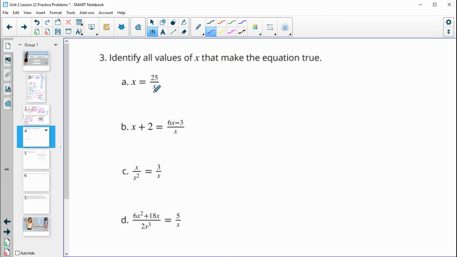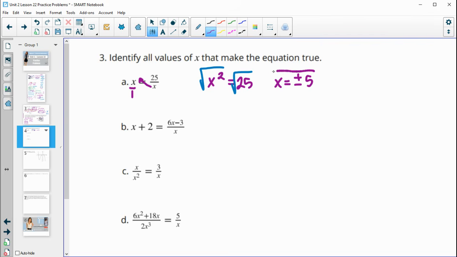Number 3, identify all values of x that make the equation true. So I'm just going to multiply, like this is similar to a fraction. So I'm just going to cross multiply. So we get x squared equals 25. So then we'll just solve this because we can square root both sides. Just remember, when you put the square root in, you get two solutions, a plus and a minus. So positive and negative 5 will both be a solution here.